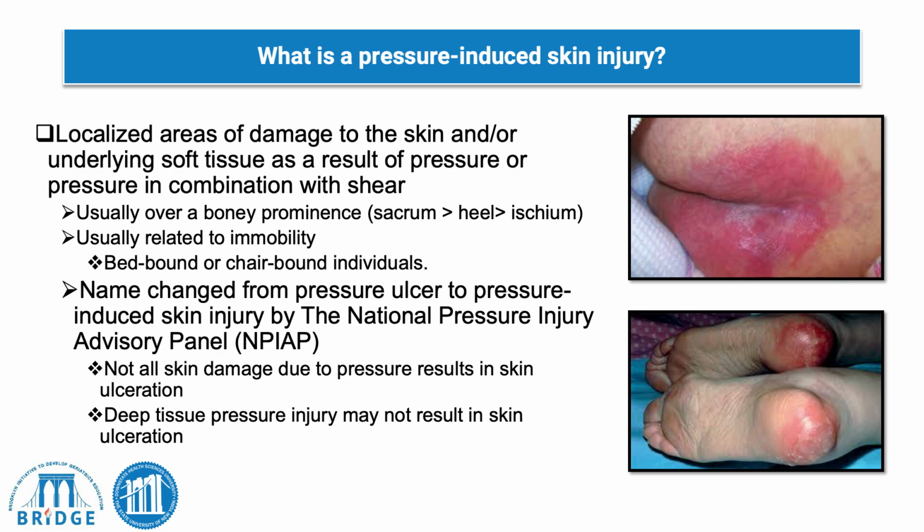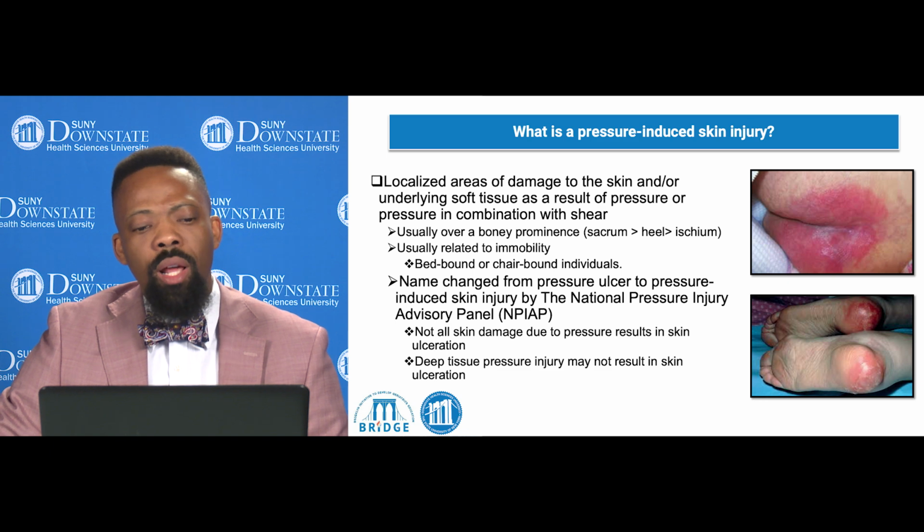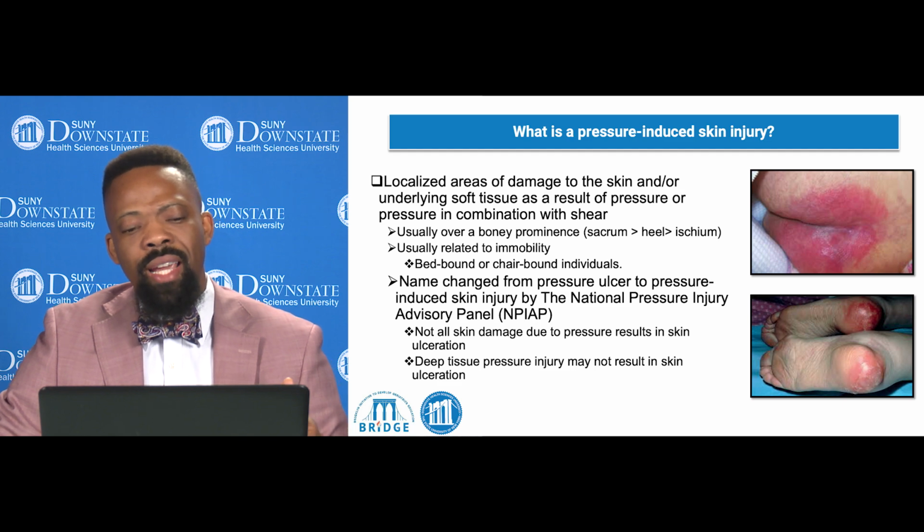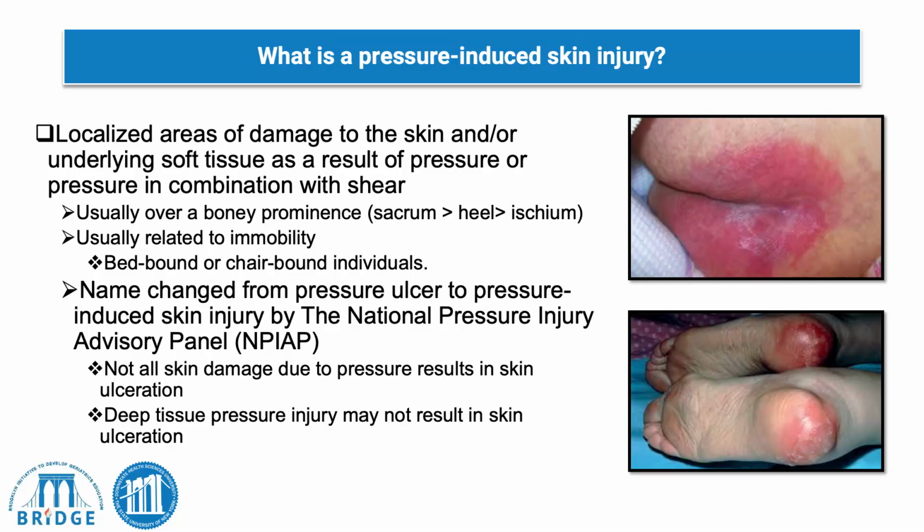So what is a pressure-induced skin injury? A pressure-induced skin injury is a localized area of skin damage, or a localized area of damage to underlying soft tissue, as a result of pressure or as a result of pressure in combination with shear. Pressure-induced skin injuries are usually formed over bony prominences.